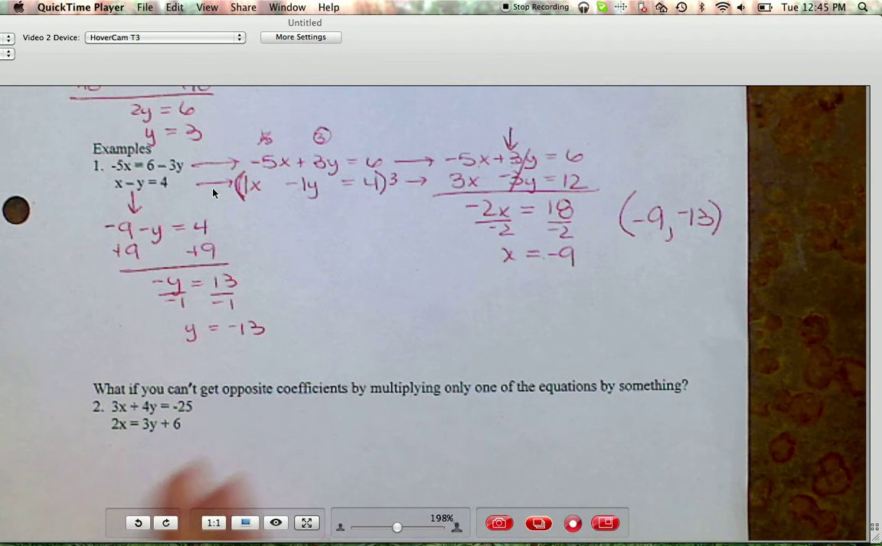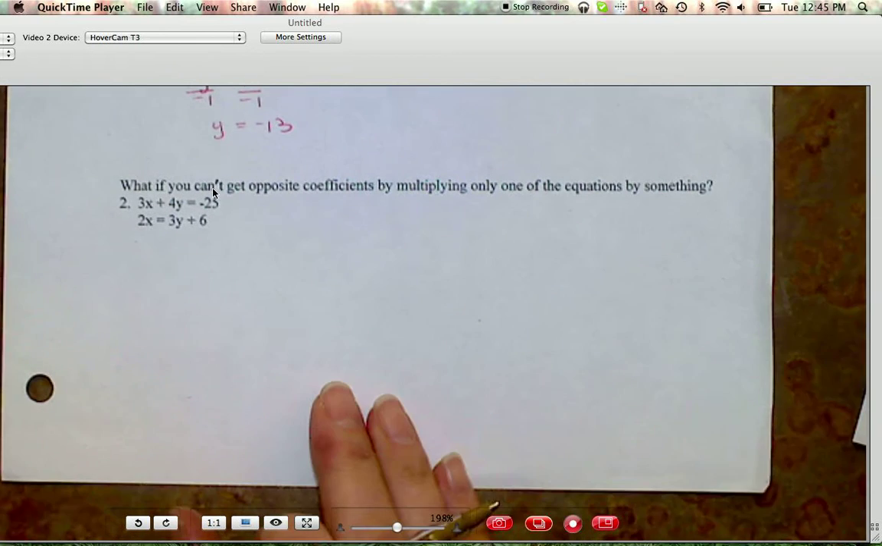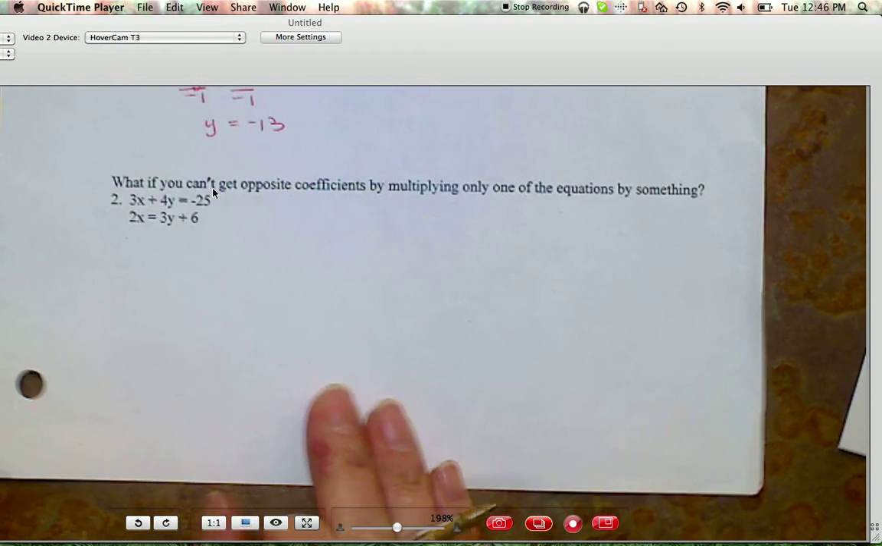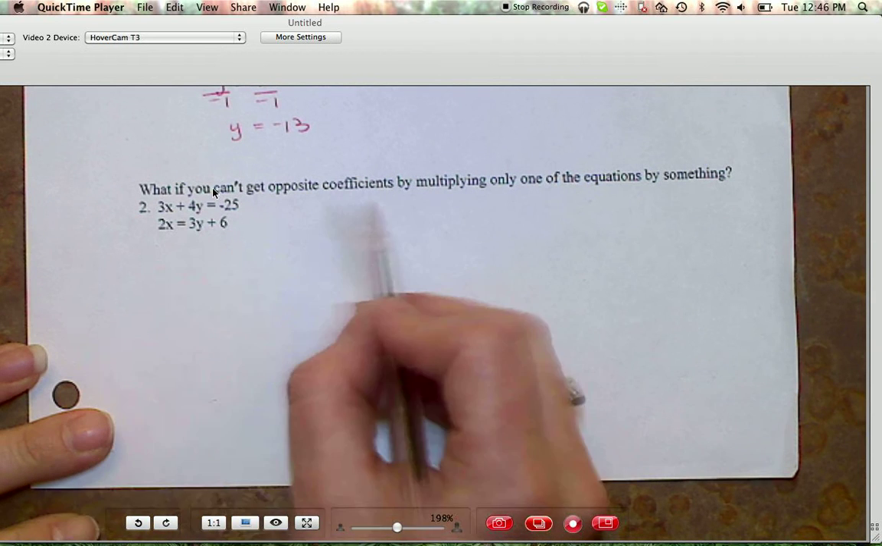Remember, you can pause, rewind, as often as you want if I'm going too fast. Moving on down, what if you can't get opposite coefficients by multiplying only one of the equations by something? So let's start this one from the beginning.